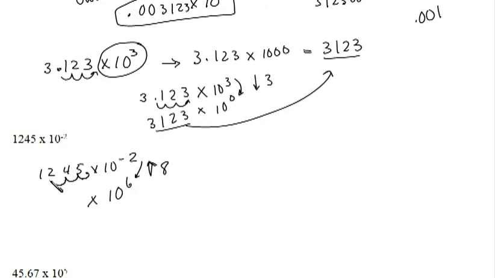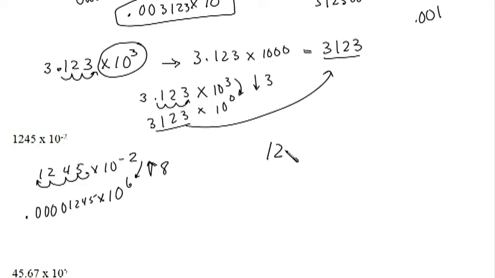So 1, 2, 3, 4, that's 4. So I have to add 4 more zeros. So 1, 2, 4, 5 times 10 to the 6th. So that's the new number. Again, it's the exact same number, just expressed a different way.